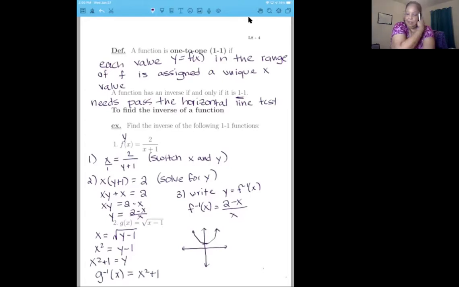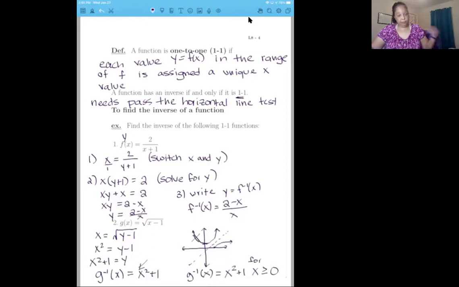Right? And the graph of x square root of x minus 1 looks like this. All right, so we're going to have to restrict the domain of G inverse. So it is only the inverse if x is greater than or equal to 0. All right, now let me pause for a second.